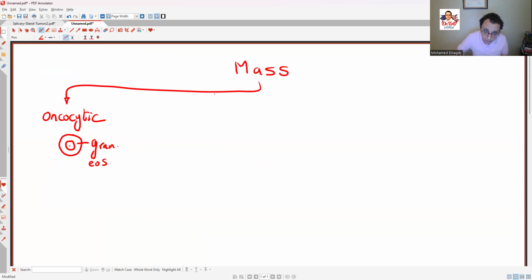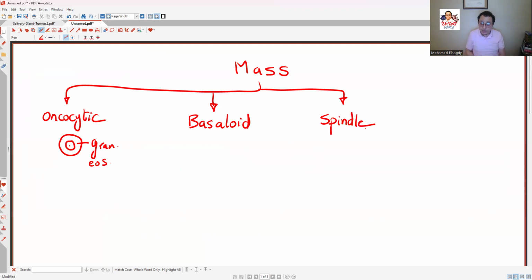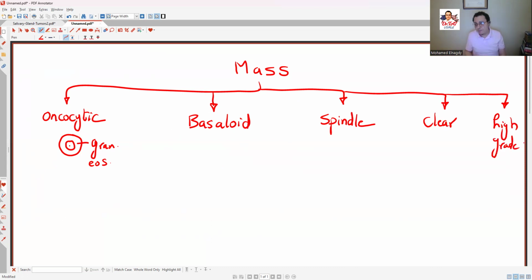That's oncocytic. The second type of cells that you might be seeing is basaloid. Basaloid means that you see blue cells. Basaloid is blue. So you're seeing blue cells. Or are you seeing spindle cells? Spindle cells might be pleomorphic adenoma and its mimics. Or do you see clear cells, or do you see a high-grade tumor? High-grade tumor means extremely pleomorphic cells. That's a high-grade entity. So: oncocytic, basaloid, spindle, clear, and high-grade.